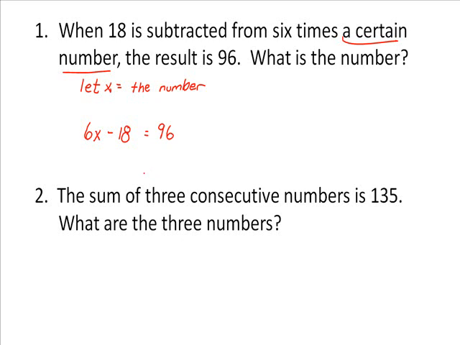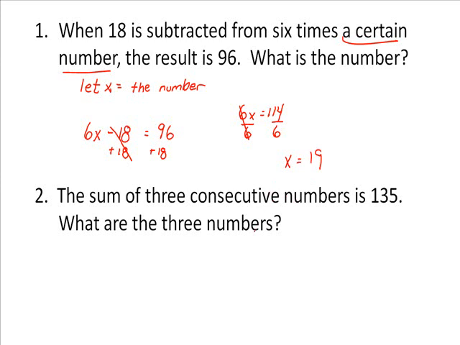Remember, your first step is to get the x terms by themselves. To do that, I need to move the 18 over to the right hand side by adding 18 to both sides of the equation. Negative 18 plus 18 makes 0 on the left hand side, and now I have 6x equals 114. Then divide both sides by 6 so that your x is on its own. x equals 19.